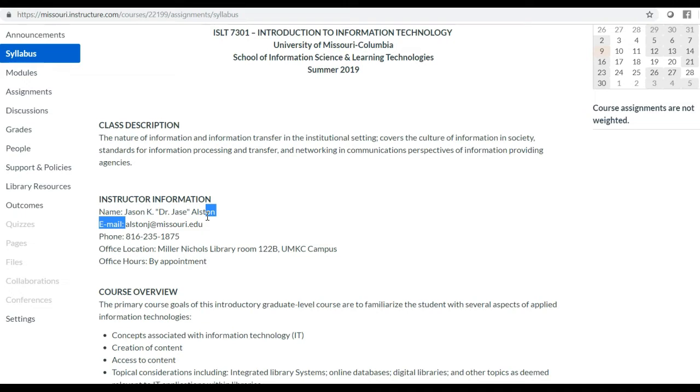austinj@missouri.edu. My phone number for my office, 816-235-1875. I do have an office in the library on the campus of UMKC. It's 122B. You can come find me there if you are in the Metro Kansas City area. Also, office hours by appointment. I do run online office hours in the spring and fall, but as of right now, it's not my plan to do that during the summer, but that may change.